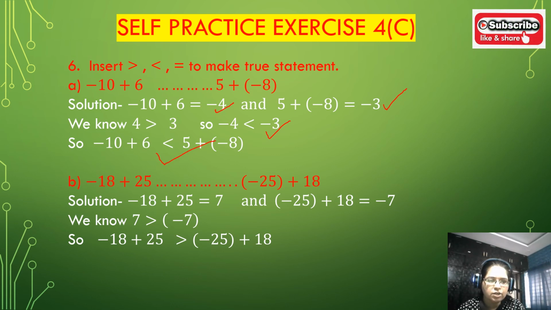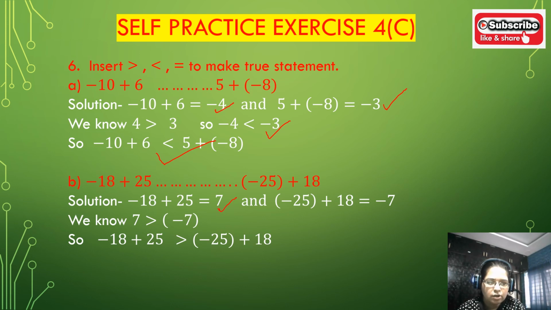Second bit, minus 18 plus 25 dash of minus 25 plus 18. First we solve the left-hand side expression. Minus 18 plus 25, subtract 18 from 25. 25 minus 18 is 7, and the bigger number is 25, and its sign is positive, so minus 18 plus 25 will be 7. Minus 18 plus 25 equals 7.